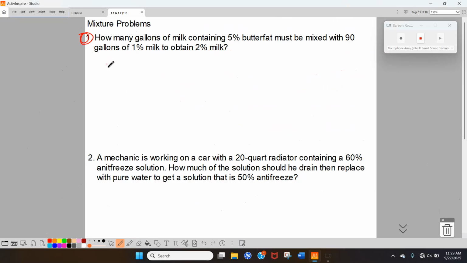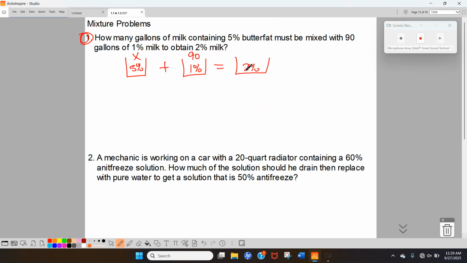All right, how many gallons of milk containing 5% butterfat must be mixed with 90 gallons of 1% milk to obtain 2% milk? All right, so let's think about this. We're taking something and mixing it with something and getting something. So how many gallons of 5% milk must be mixed with 90 gallons of 1% milk to get some 2% milk?